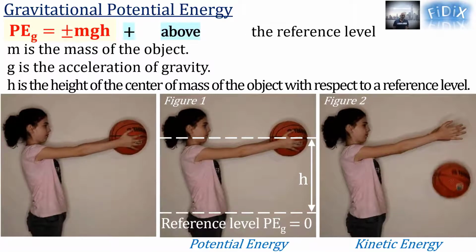Note that the plus sign is used when the center of mass of the object is above the reference level, whereas the minus sign is used when the center of mass of the object is below the reference level.